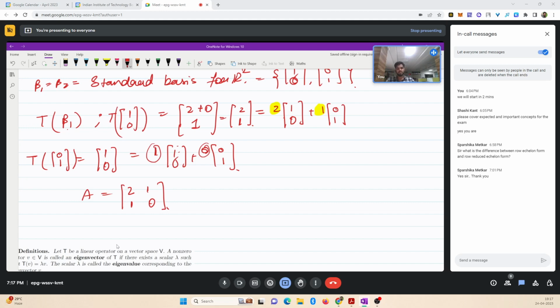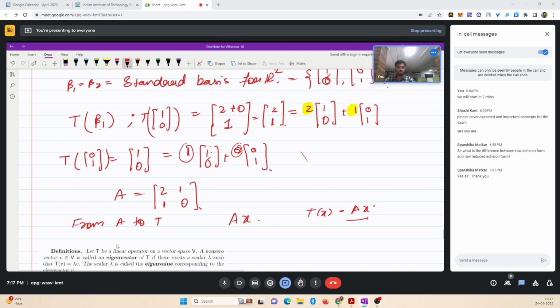Okay, and if you want to reach from A to T, then just multiply A by some x, you will get whatever is the output for x. That is, T of x is nothing but A of x.